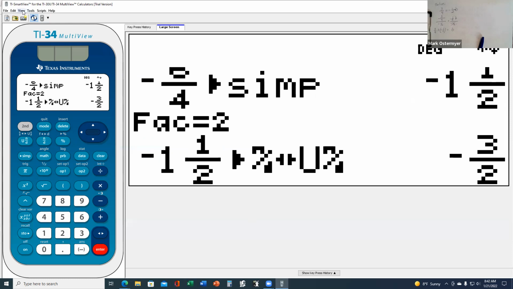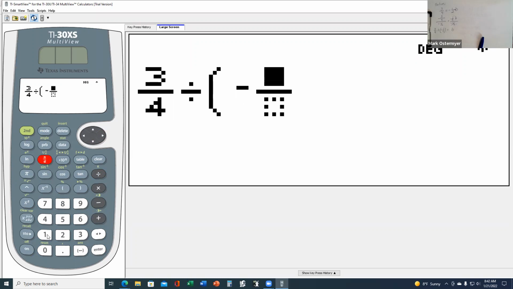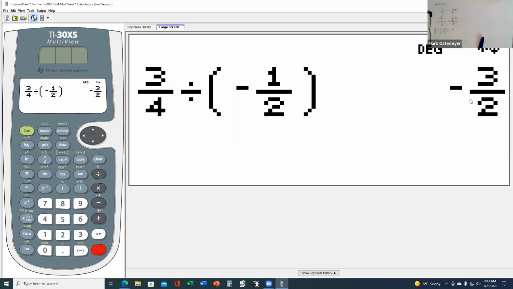This would work the same way on your TI-30X calculator. On your TI-30X calculator, you would hit your fraction button, 3/4, divided by, I like to enclose my negative numbers inside parentheses for clarity, -1/2, okay, and then just hit enter, and you get -3/2 there.